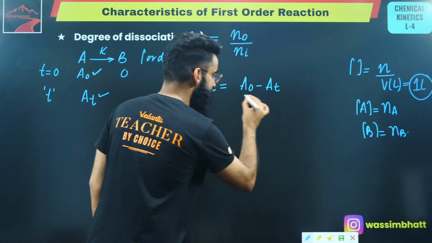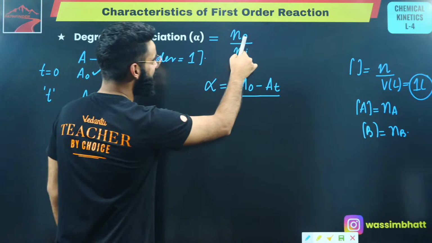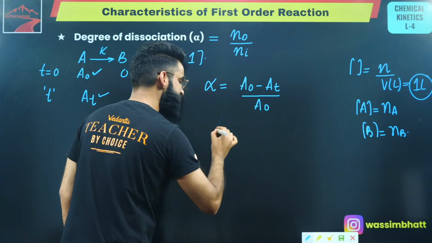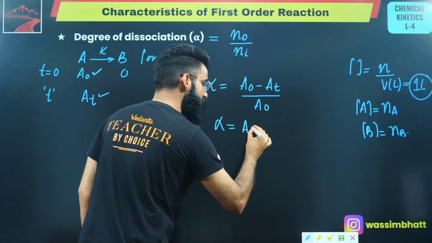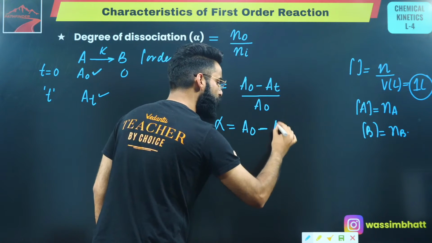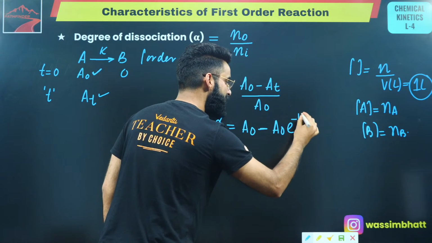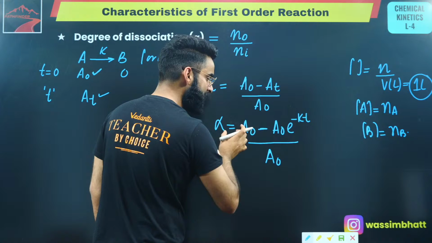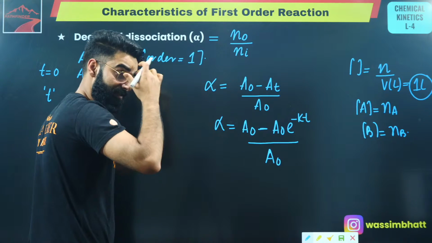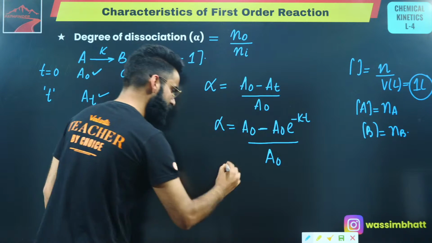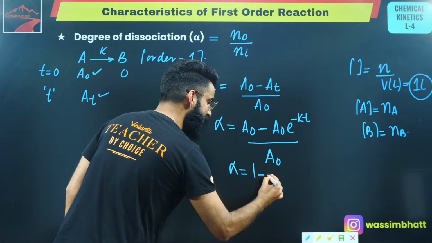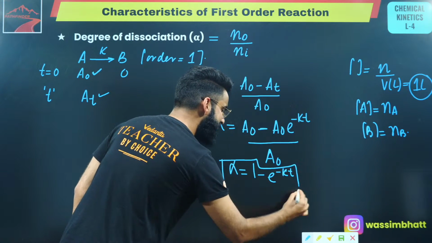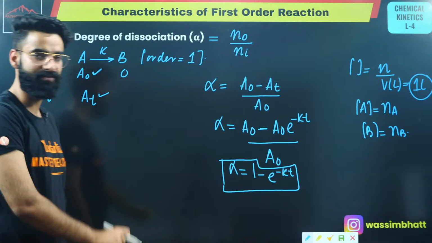Divided by initial moles of reactants, that is A0. A few minutes back I told you one general equation, which was A_t is equal to A0 e raised to the power minus kt. Divided by A0. If you take A0 common in the numerator and A0 is already in the denominator, you can cancel the two, and you'll be getting alpha as 1 minus e raised to the power minus kt. So this is how you calculate the degree of dissociation for the first order reactions, okay?